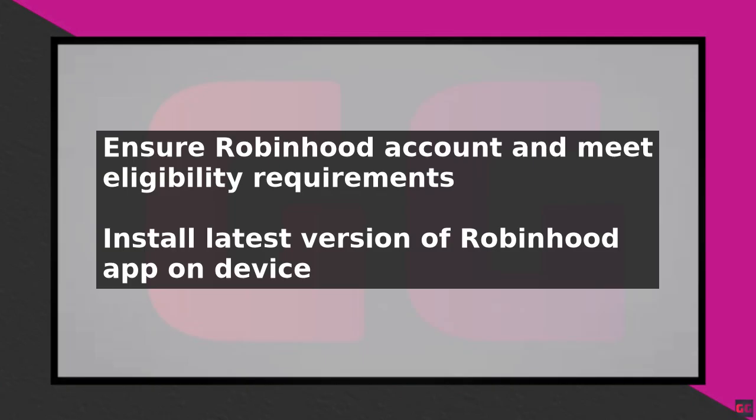Tap the account icon in the top right corner. Then tap Investing. Scroll down to the Options section and tap on Options. If you do not see the 0DTE options, you may need to apply for a Robinhood Options account.